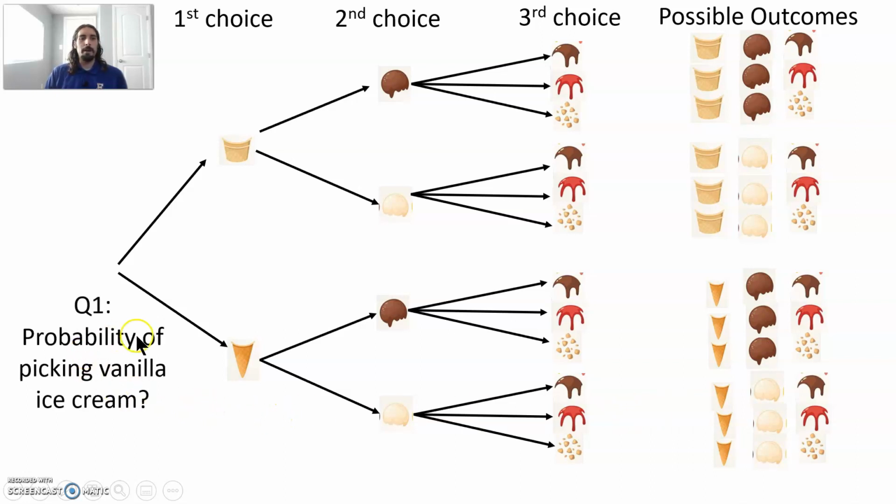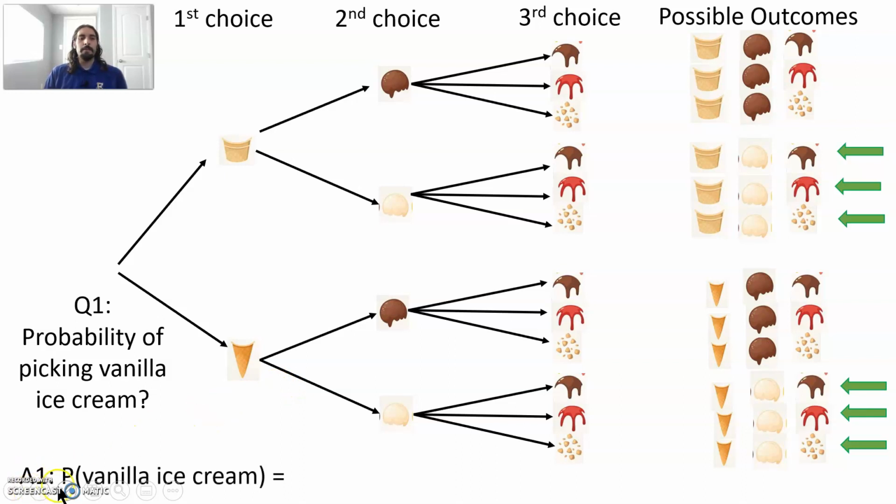Our first question, probability of picking vanilla ice cream. All we've got to do is look at our 12 possible outcomes and see which ones have vanilla ice cream. We can go down our list and see in fact that there are 6 ice creams with vanilla. So I'm writing my answer right here, capital P parentheses vanilla ice cream. This is a shorthand, and that capital P in parentheses is read as probability of. So this statement is saying probability of vanilla ice cream. And now my work is very clear.